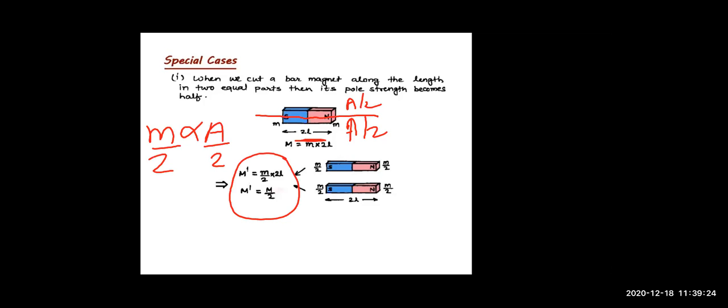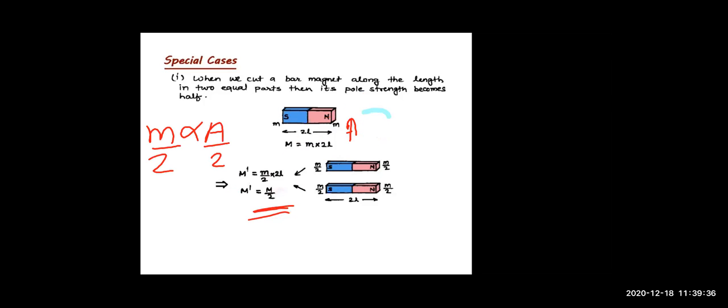The area has become half, right beta? We divided it into two parts, half the area, a/2, went up, and a/2 stayed below. And we know that the magnetic pole strength, small m, is proportional to area. So as the area has become half, the magnetic pole strength has become half, right? So your new magnetic dipole moment will be m/2 into 2L. So it has become half as you have cut the bar magnet along the length into two equal halves.